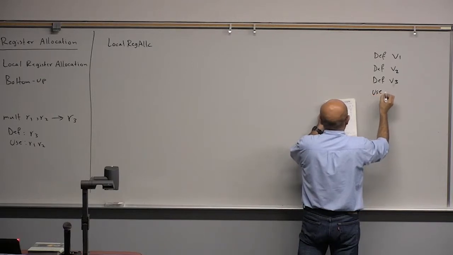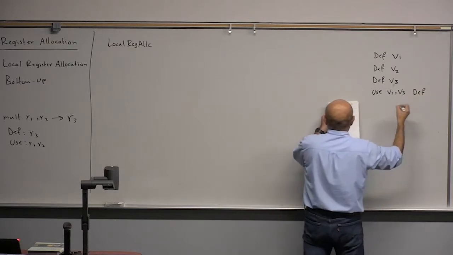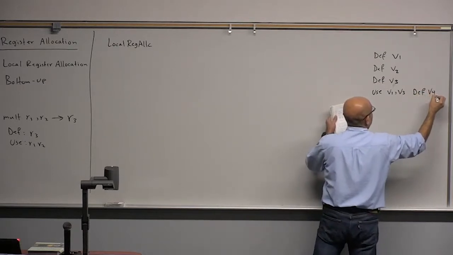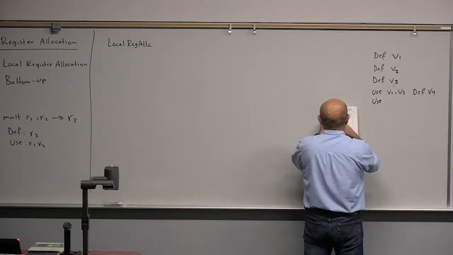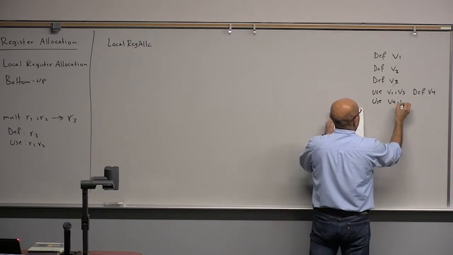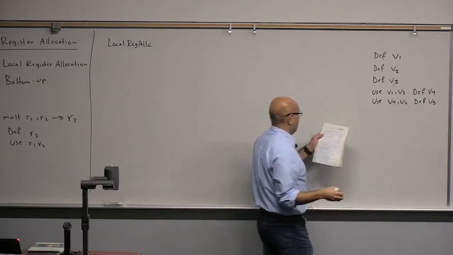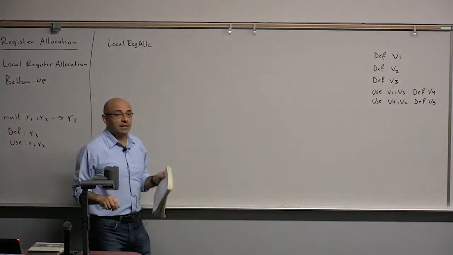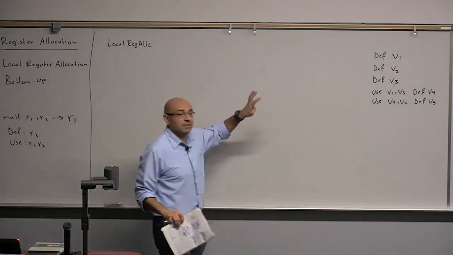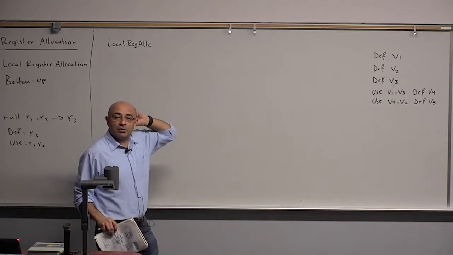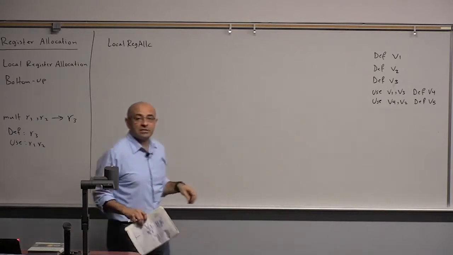uses v1 and v3 and defines v4, and there is an instruction that uses v4 and v2 and defines v5. So this is the same example that we had last time, but with the def and use abstraction, just to emphasize that from the register allocation point of view, we only need to know which registers an instruction defines and which registers it uses.